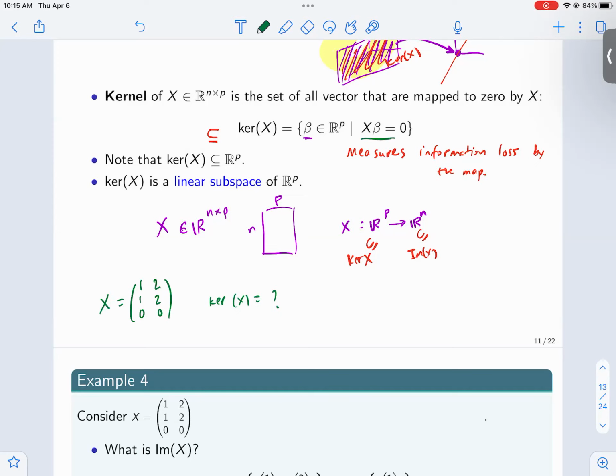Write down these equations. You want all the betas that satisfy X beta equal to zero. That gives you a linear system of equations. You solve for beta. You can also talk to your friends for maybe 30 seconds, think together about what the kernel is. Someone tell me after that.